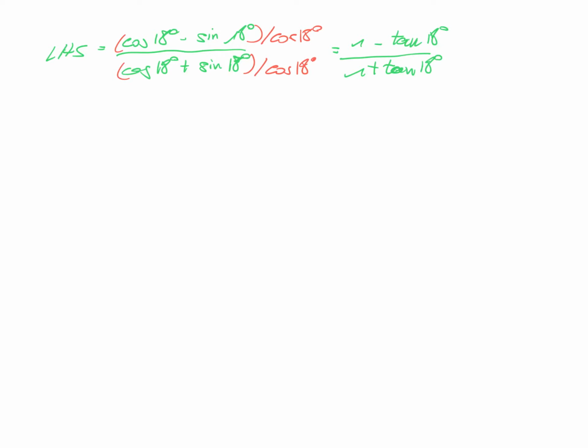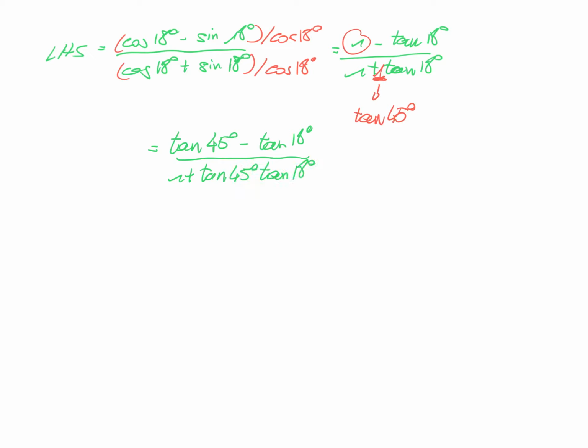And now we start to see a formula. You had tangent alpha plus beta was tangent alpha plus tangent beta divided by 1 minus tangent alpha tangent beta. So here what we need is for this 1 to become a tangent. The good thing is we also have a 1 here, so we can put in the same tangent. Which tangent equals 1? Well, the tangent of 45 degrees. So this is tangent 45 degrees minus tangent 18 degrees divided by 1 plus tangent 45 degrees times tangent 18 degrees. So we now have a formula, tangent alpha minus tangent beta over 1 plus tangent alpha times tangent beta. So this is the tangent of 45 degrees minus 18 degrees, or what we needed, the tangent of 27 degrees.